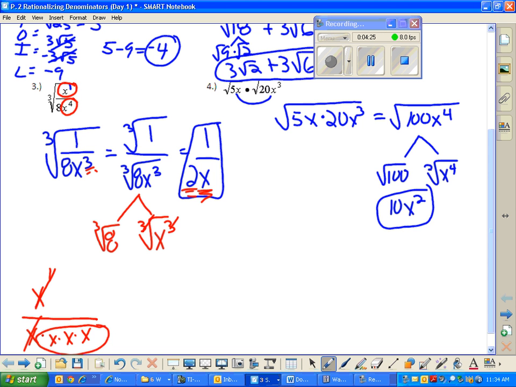Well, to be honest, I was seeking out perfect cubes. And I knew that if I reduced x and x to the fourth, I would get a perfect cube out of that, which is nice because I had to take a cube root.